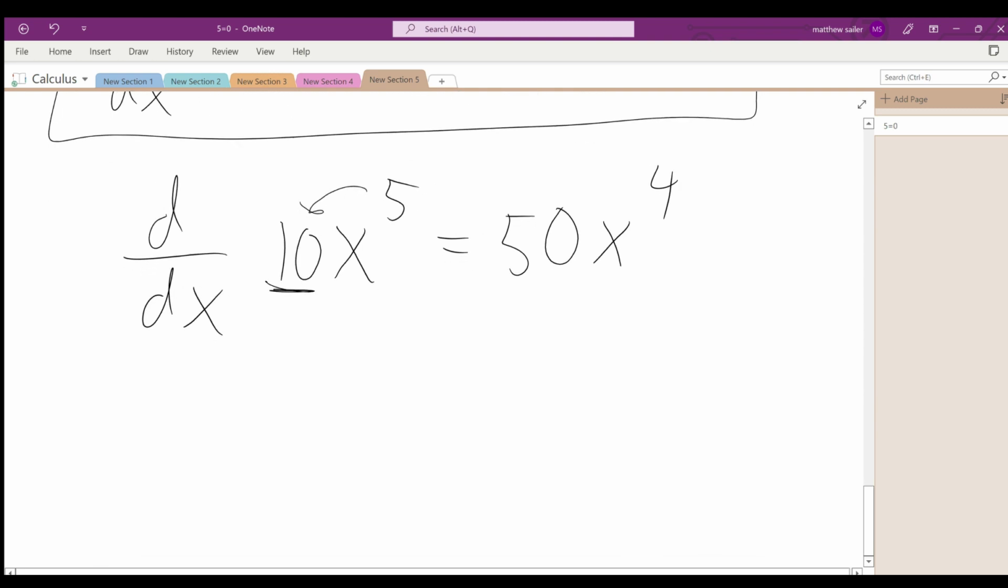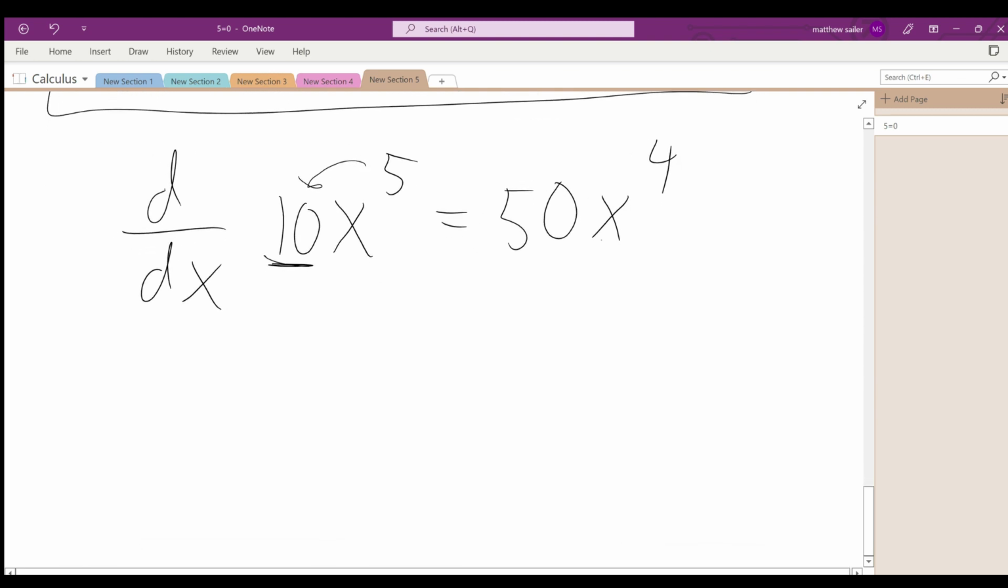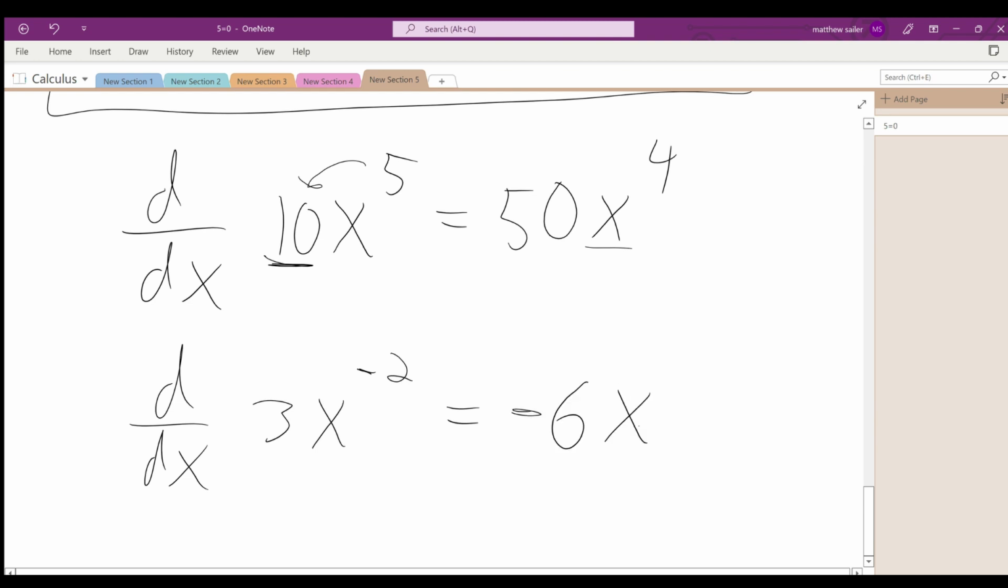This is the case for exponents with negative values as well. So the derivative of 3x to the negative 2 is going to follow the same rule. So we bring the negative 2 down, multiply it out front, so this is negative 6. And we subtract 1, and since this is negative, subtracting 1 turns it into a negative 3.